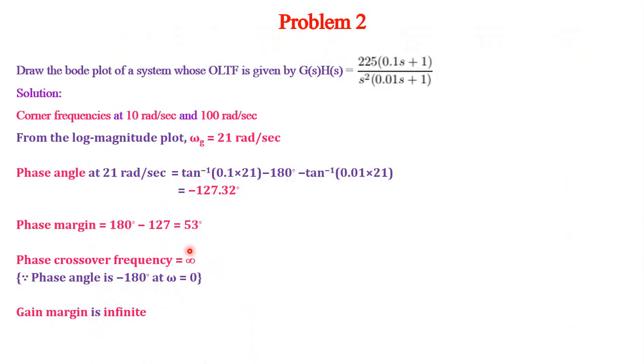Normally whenever the phase crossover frequency is infinite, gain margin will be definitely infinity if it is a decreasing slope. Mostly it will be a decreasing slope only. So that is after the highest corner frequency, I mean it will be a decreasing log magnitude plot only. Therefore at infinite frequency the gain will be definitely minus infinity, so gain margin is plus infinity. So gain margin is infinity, phase margin is 53 degree.